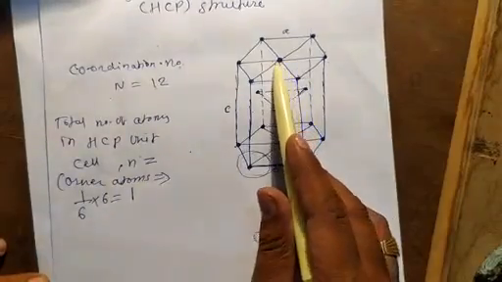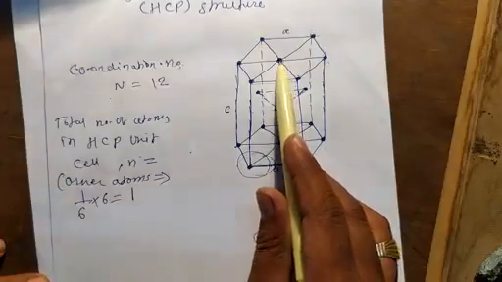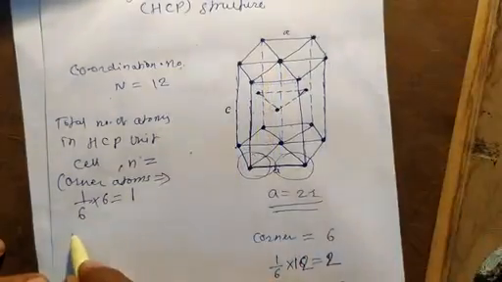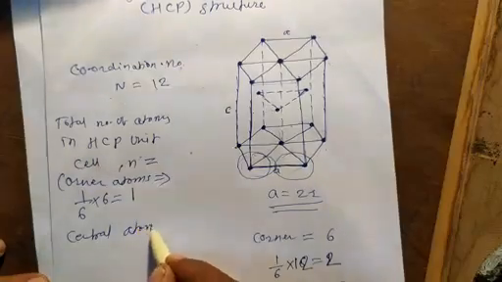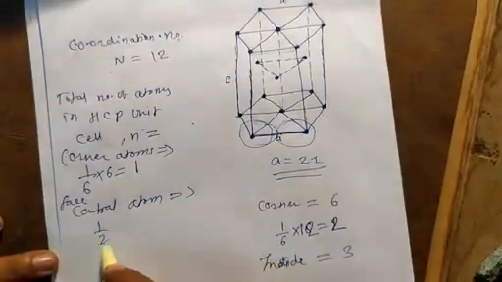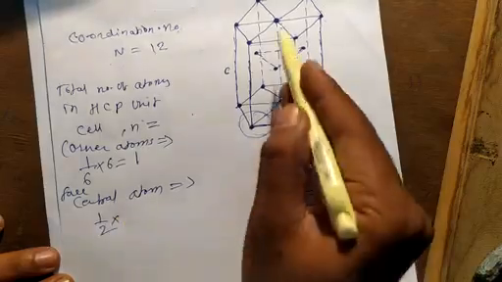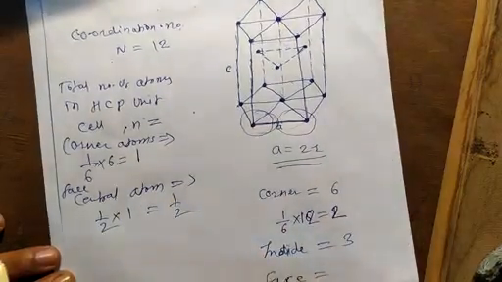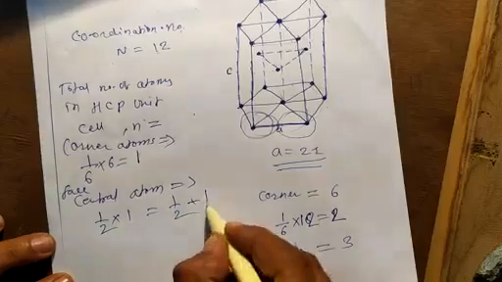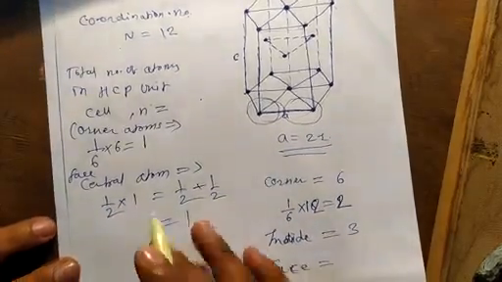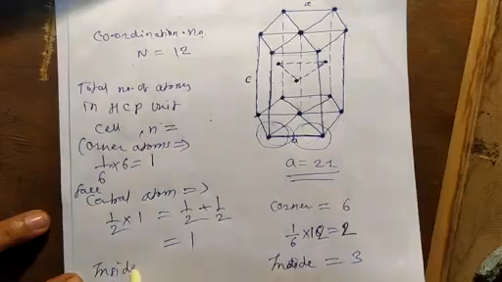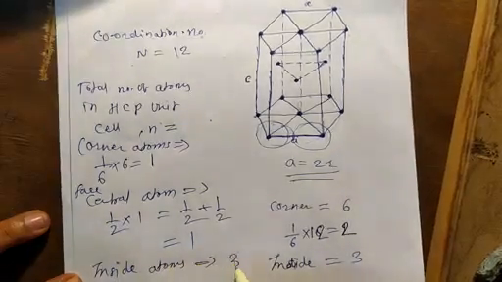There is a face center atom which is shared by 2 cells, this cell and the upper cell. Therefore, the face center atom contributes half. We have 2 such face atoms, therefore half plus half is equal to 1. And these 3 atoms are completely inside, so the 3 inside atoms count as 3.